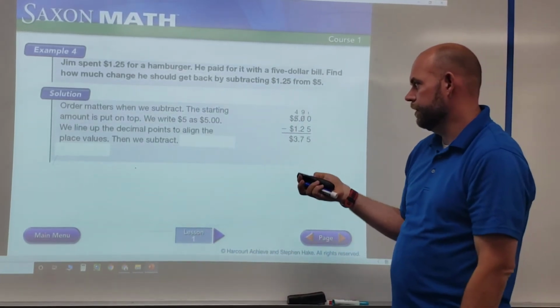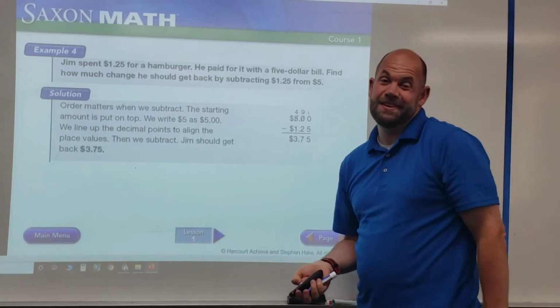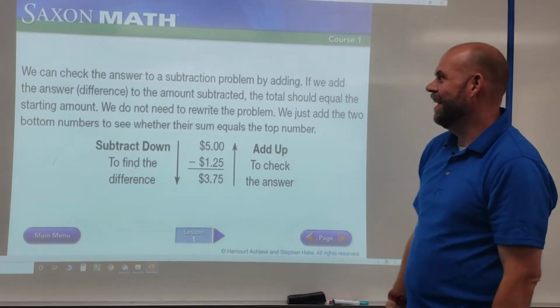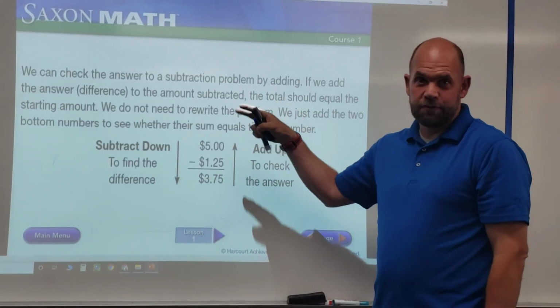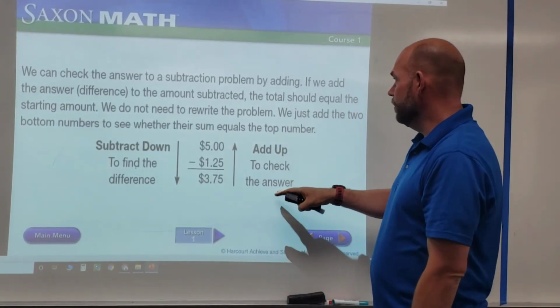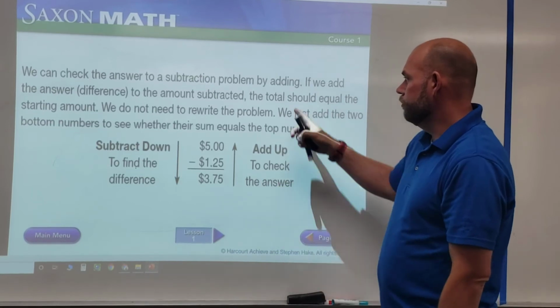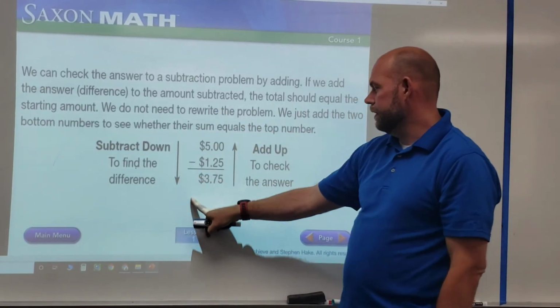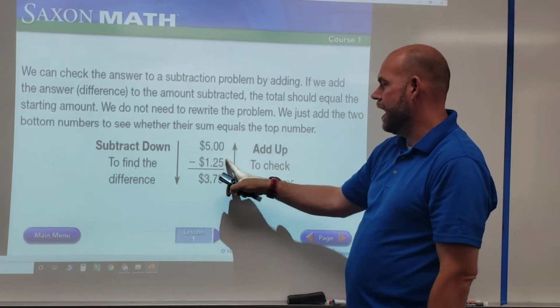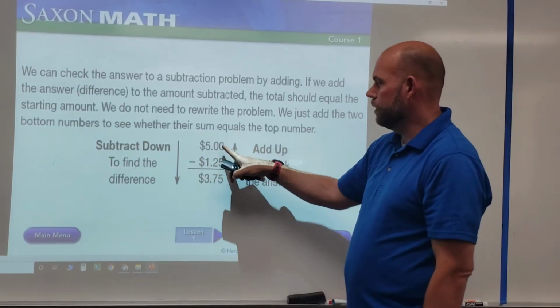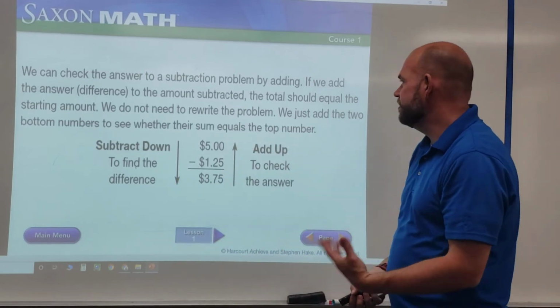All right, we're just checking our work here because the PowerPoint tells me to do that. Now we can check, this is the cool thing I was telling you about earlier. We can check our answer for a subtraction problem by doing an inverse operation. So if we subtract down, that's finding our difference. If we add up, so if we take the difference and add the subtrahend, that will give us the minuend. And so we can check our work that way.